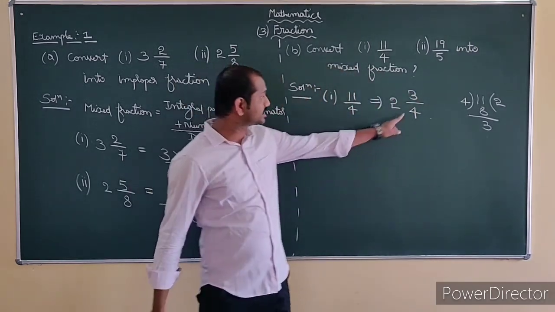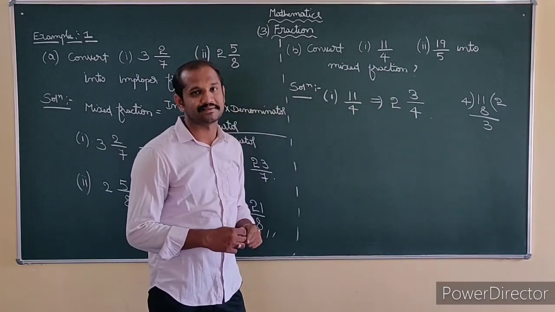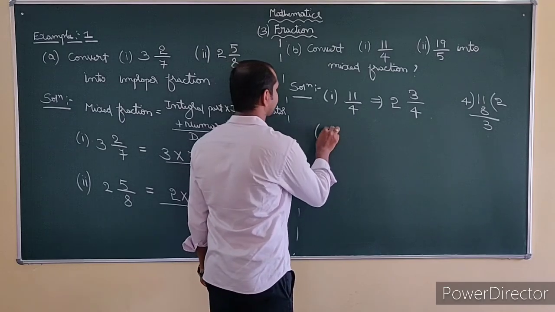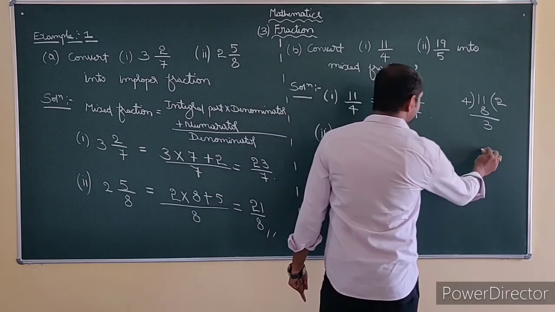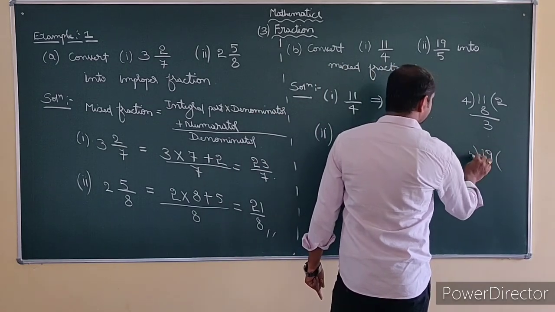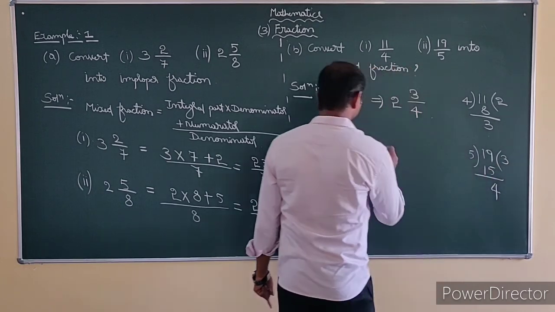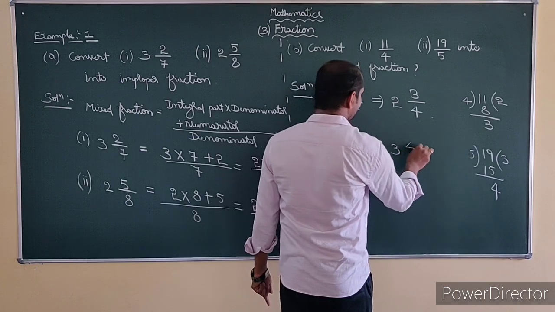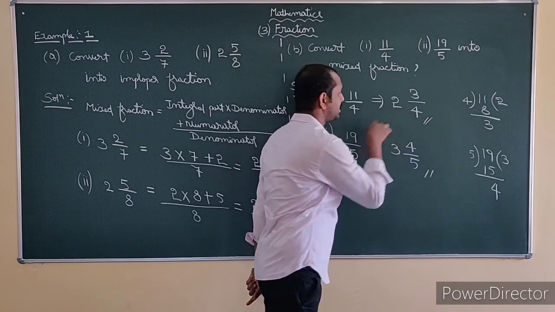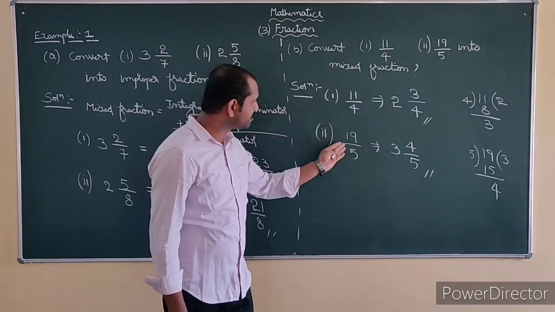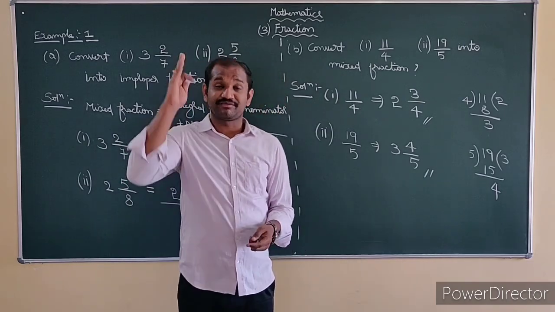Understand? If you want, check it now. 4 2s are 8, 8 plus 3, 11 by 4. We are getting the same. Understand? So what is the second problem? We have 19 by 5. So 19 by 5 is equal to 5 3s are 15, so the remainder is 4. So we have 3 4 by 5. So this is a mixed fraction. This is how we convert improper fraction to mixed fraction. Understand? Very easy. You have been doing it right from 4th standard.